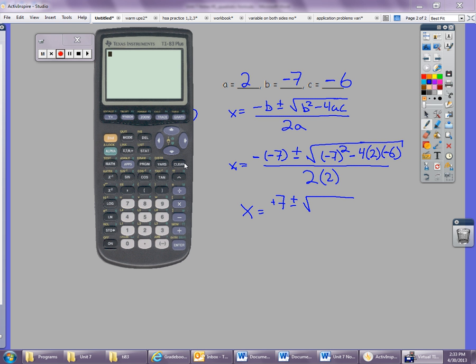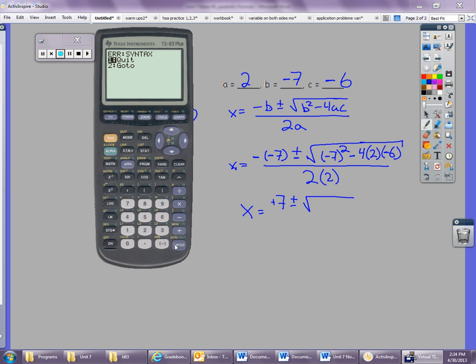So 49 plus 48. And we can quickly just do that in the calculator also. So we do negative 7 squared minus 4 times 2 times negative 6. Make sure we put that negative 7 squared in parentheses. It's going to give us 97. Now, if I don't put it in parentheses, this is incorrect. So don't do this. This is incorrect. So we don't want to do this. I'm just going to show you how it gives us a different answer.